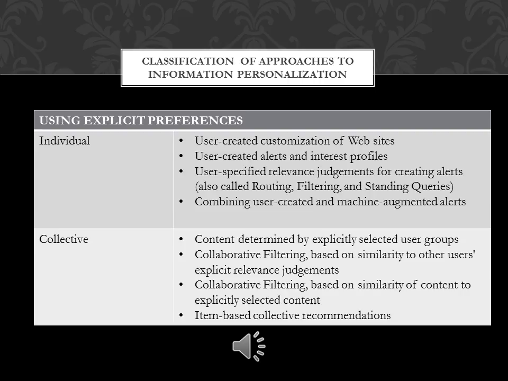A similar methodology is also adopted for item-based collective recommendation, which is used by websites such as Amazon.com. When the users view or purchase an item, Amazon gives them suggestions of what other buyers with similar purchases have bought. So these are some of the methods for explicit user recommendation.